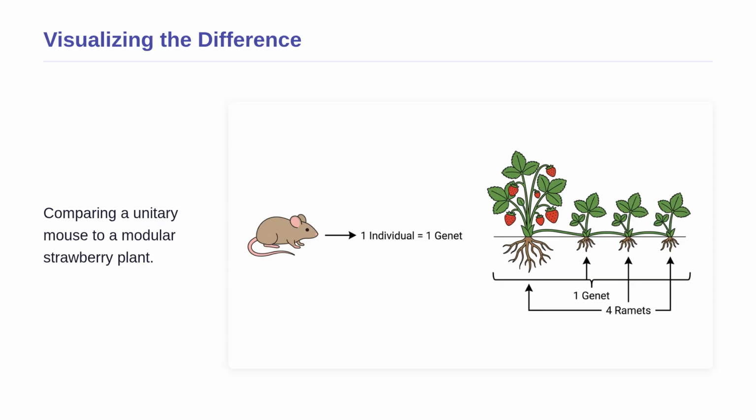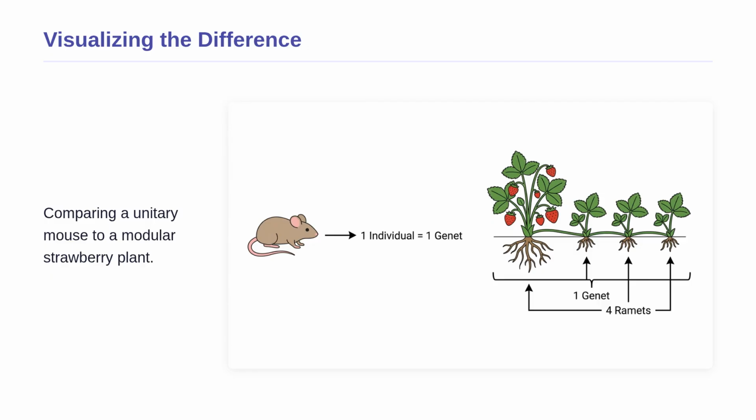To truly cement these concepts, let us look at a visual comparison of unitary and modular organisms. On the left side of the diagram, you see a mouse. This represents our unitary organism. Notice the label pointing to it. One individual equals one genet. The physical body and the genetic identity are exactly the same thing.